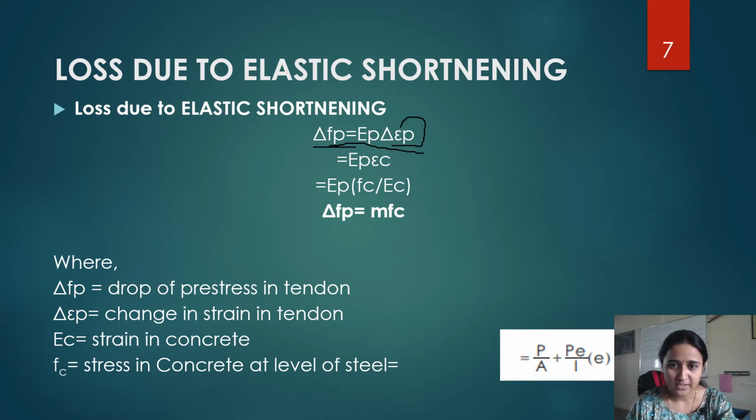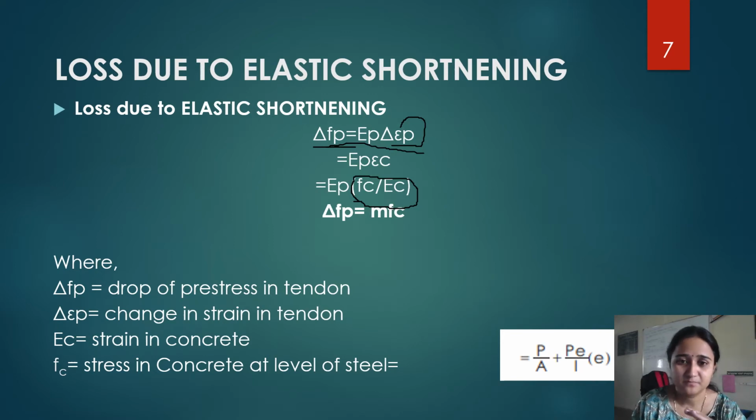So εp is equal to fc upon Ec. That is, Fc upon Ec means stress in steel and stress in concrete. Fp is the drop of pre-stress in the tendon and εc is the strain in concrete. So that means modular ratio m. So Fp is equal to m Fc. Now what is Fc? m is the modular ratio, Fp is the loss of pre-stress in the tendon.